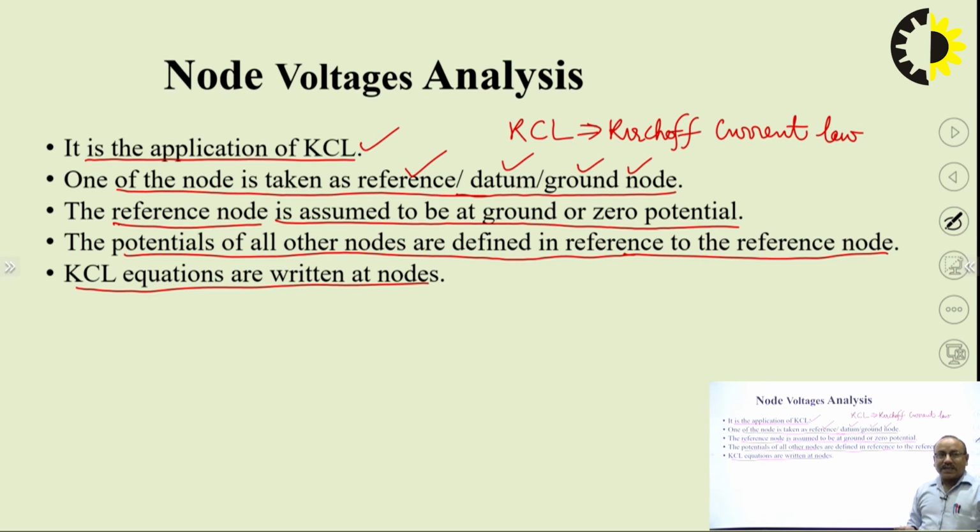So the basic idea is, we apply Kirchhoff's current law on the different nodes in the circuit, and before that, we first assume a reference node. With respect to that, the potentials of other nodes are defined or assumed, and the ground node, datum node or reference node potential is taken as 0. So that is the process for node voltage analysis, or we can say these are the steps to be taken when solving the circuit using the node voltage analysis method.